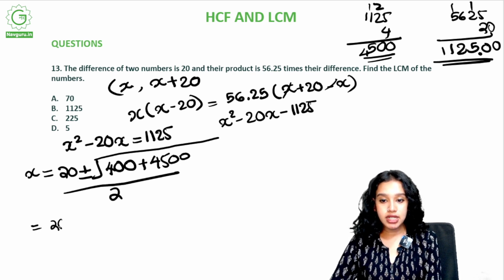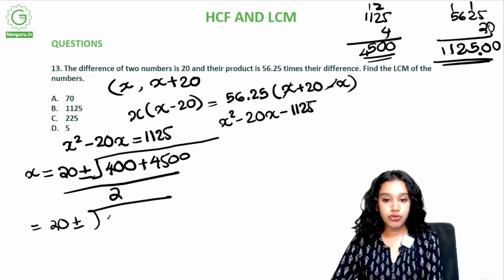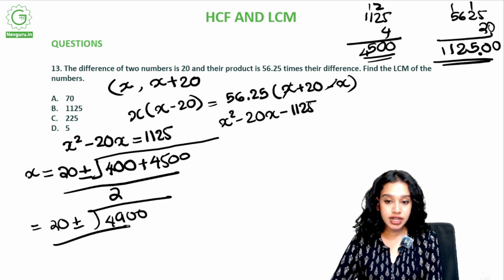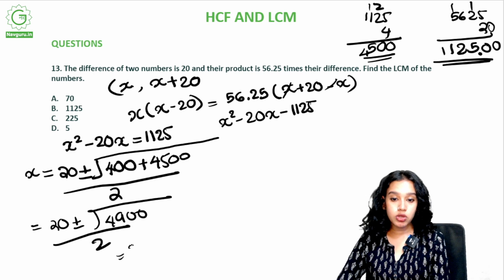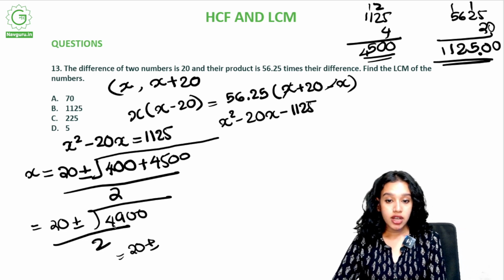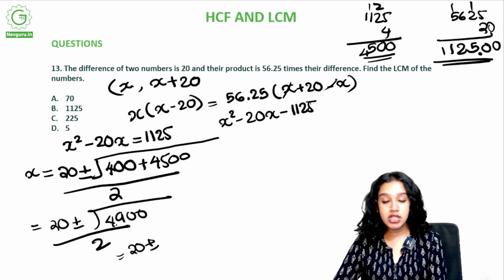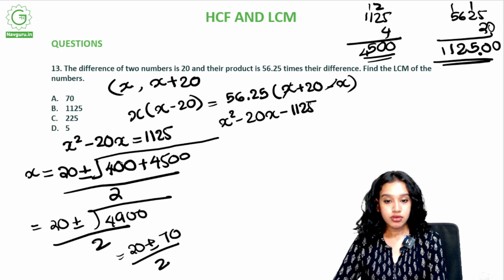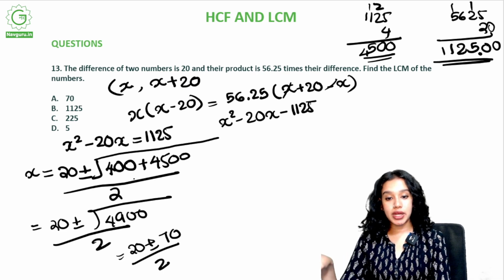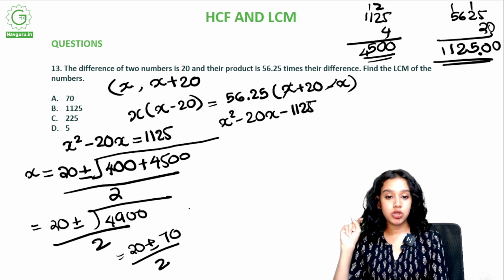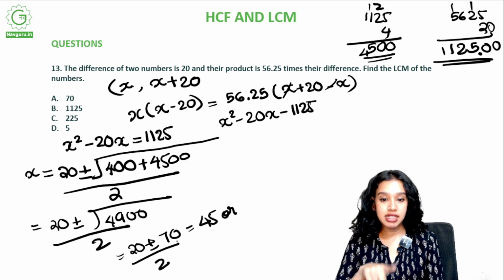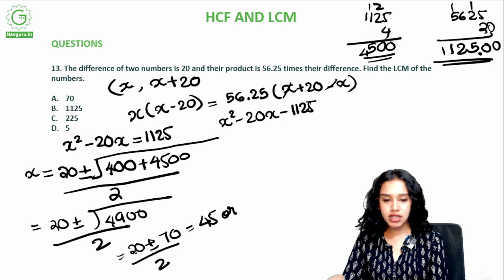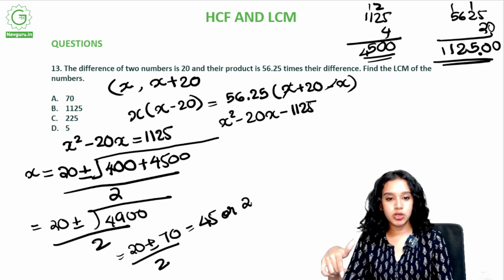This becomes 20 plus or minus root of 4900 divided by 2. And this is equal to 20 plus or minus 70, since 7 squared is 49, so 70 square would be 4900, by 2. So what is 70 plus 20? That is 90 by 2, which gives 45. Or what is 70 minus 20, that would be 50. 50 by 2 would be 25.